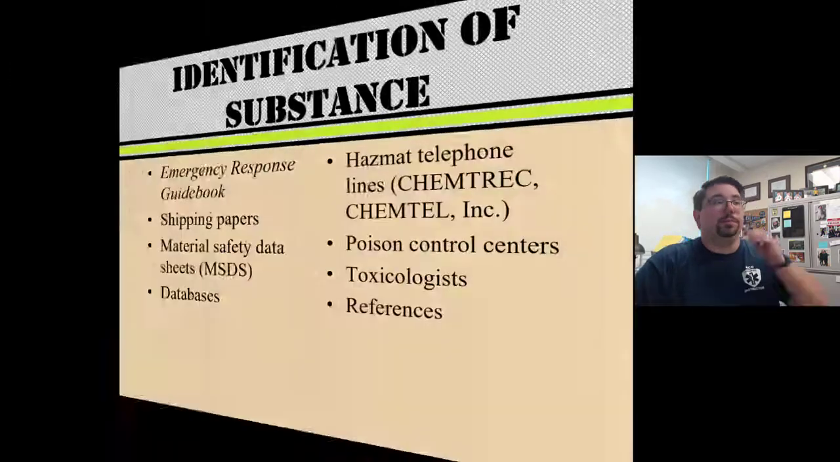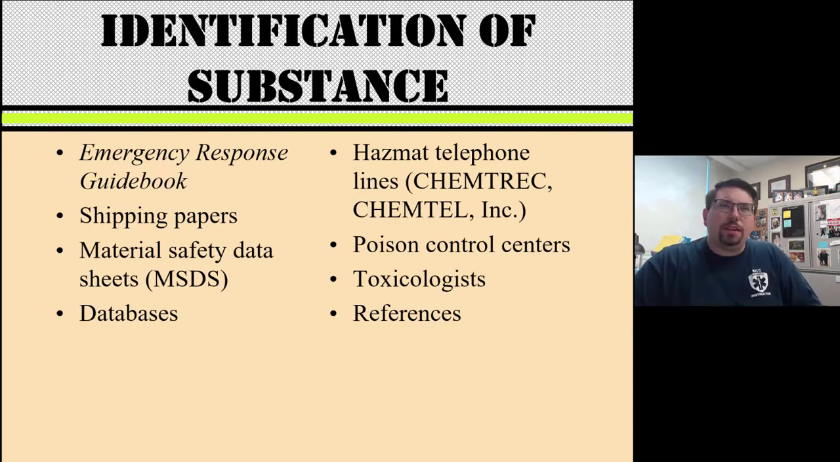identify the material. Now, when we're trying to identify a substance, we're going to use several different components. One primary component is our Emergency Response Guidebook. We also may look for shipping papers inside the cab of the vehicle because that's going to give us all the detailed information. We also have safety data sheets. They're no longer referred to as material safety, but just safety data sheets, SDSs, and then databases that we may be able to access or have access to from the organization which is shipping that material.